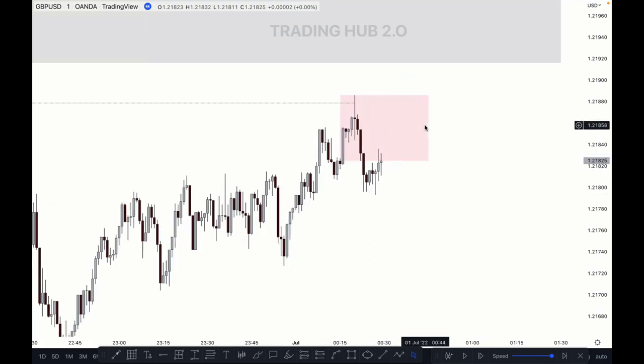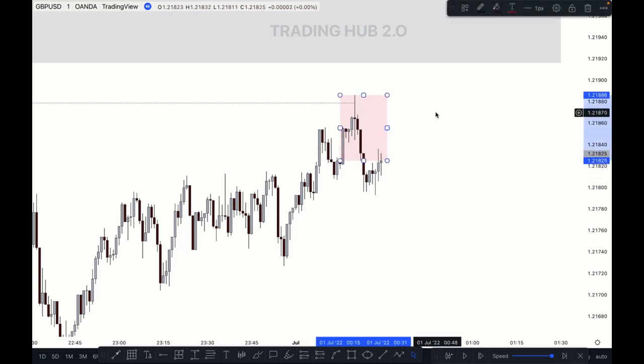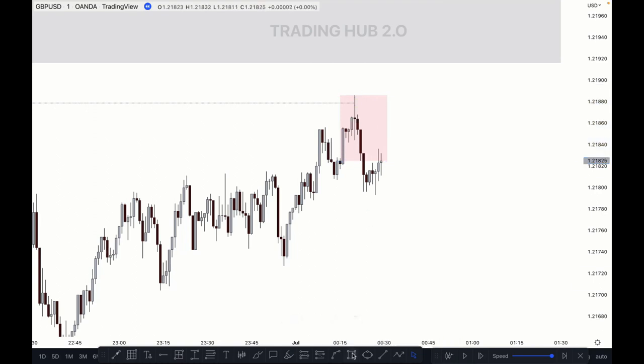Now you can see this zone is where we can look for a sell, because this is a candlestick which closed below it, and this is our zone for the sell. So in this case, where is our single candle confirmation for the sell?